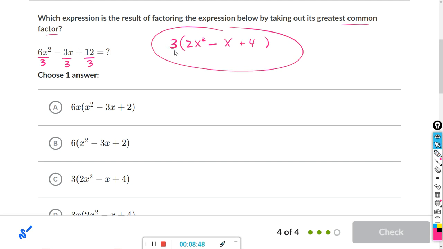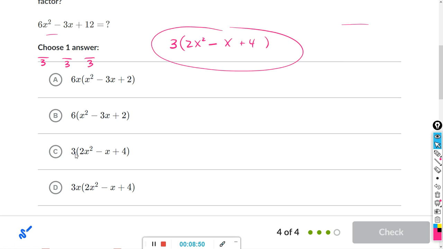Okay, we factored out a 3. The only one with the 3 is answer C. And just to make sure this matches this inside the parentheses.